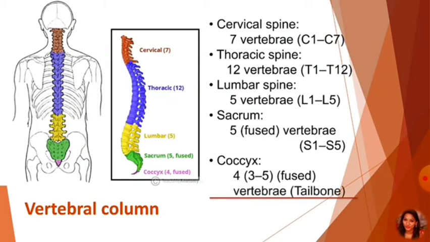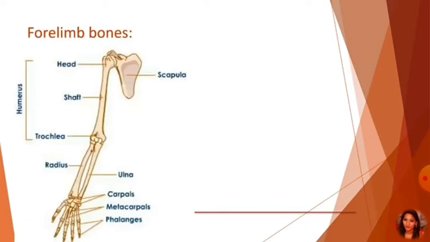So that is why the earlier thoracic area has 26 bones, and here in the vertebral column also it is 26.